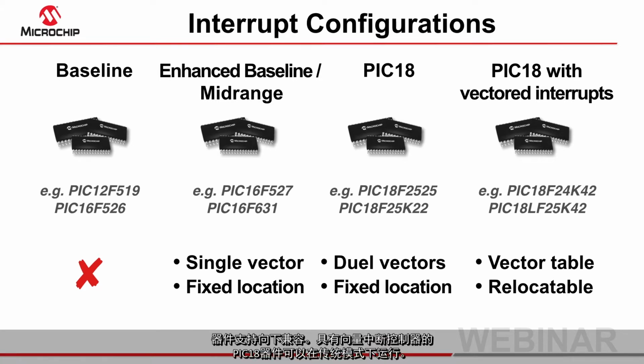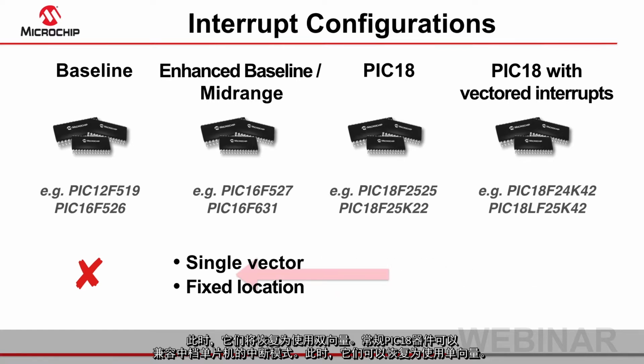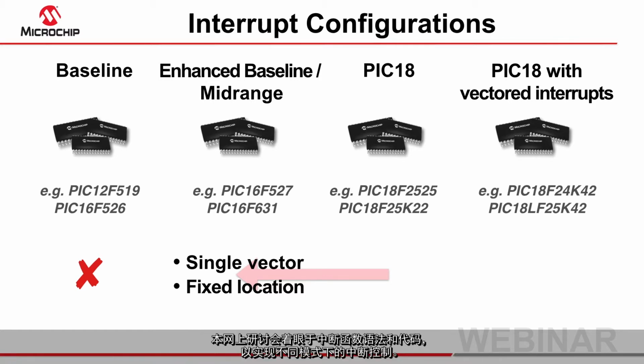The devices allow for backwards compatibility. Those PIC18 devices with the vectored interrupt controller can run in a legacy mode, in which they revert to using dual vectors. And regular PIC18 devices can run in a mid-range compatibility mode, in which they revert to a single vector. This webinar looks at interrupt function syntax and code to control interrupts for each interrupt configuration.